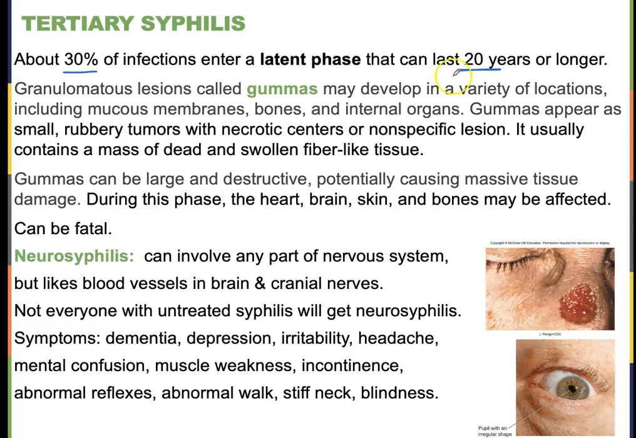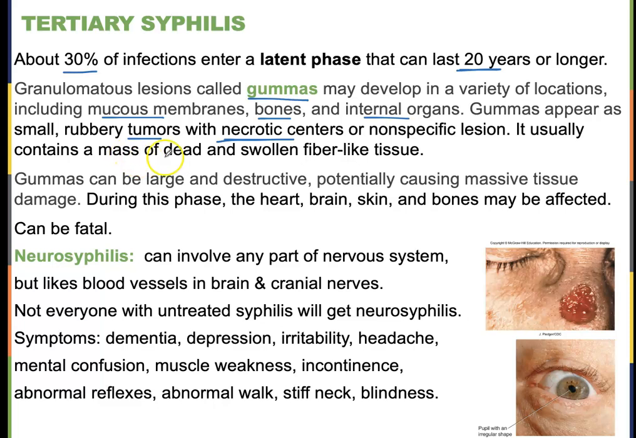So there's a couple of things here. One hallmark of tertiary syphilis is a gumma, and a gumma is basically either a mucous membrane, a bone, or organ ulcer. They're basically small rubbery tumors with necrotic centers. So we know that necrosis means cell death. And if you have this in your internal organs, that's very serious.